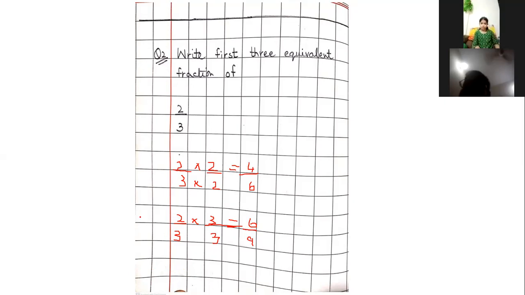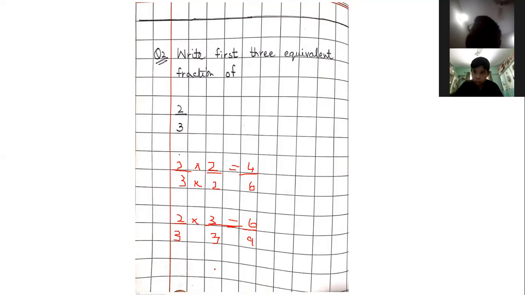I have written here 2 equivalent fractions, but the third one you will write by yourself by multiplying 2 upon 3 by 4. We will get the third equivalent fraction. You will get another equivalent fraction.